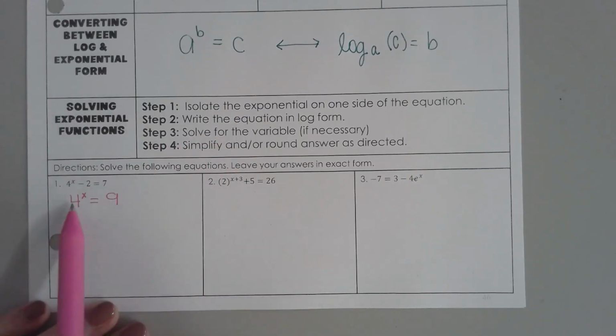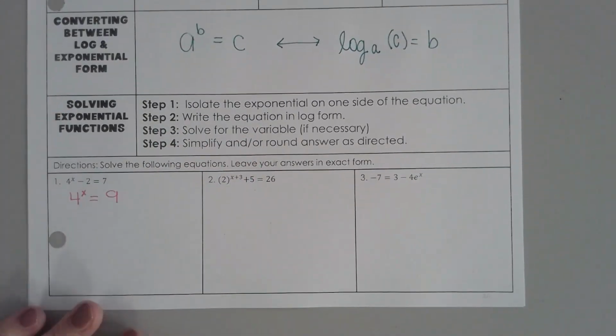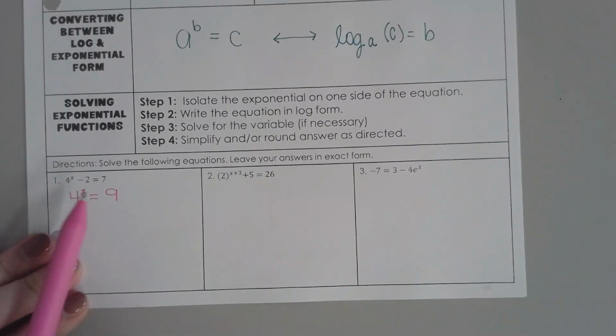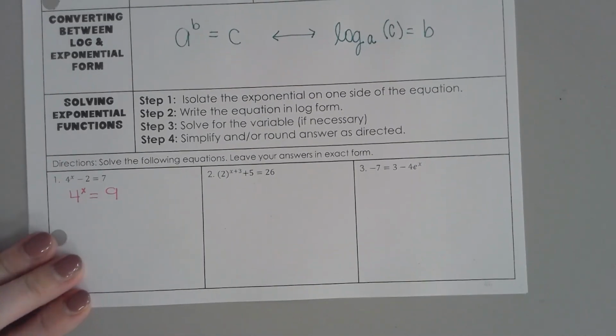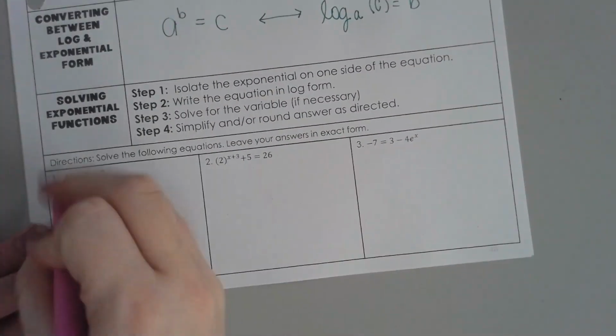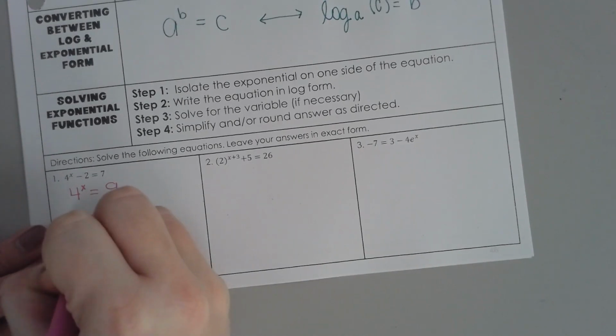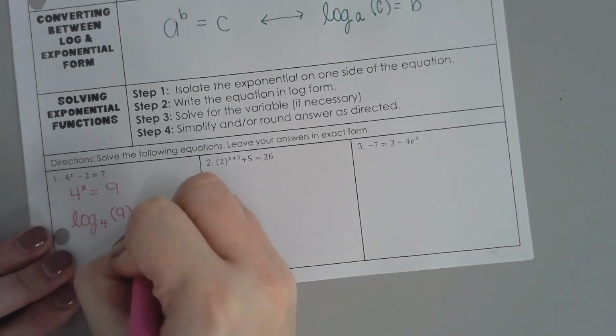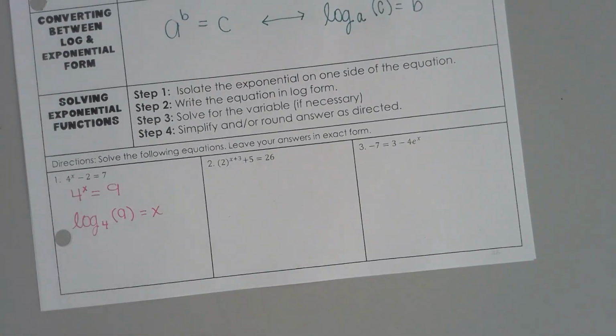And then we're going to convert this into log form. When we convert to log form, if you draw your little swirl, remember your exponential has to be on the left for that swirl to work. I couldn't have it written as 9 equals 4 to the x. So be careful with that. But in log form, this is log base 4 of 9 equals x.